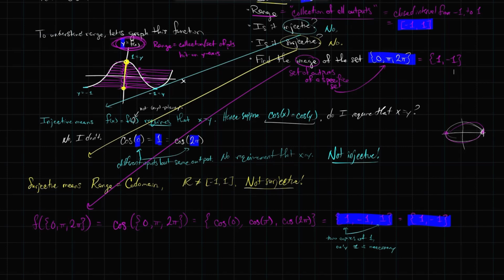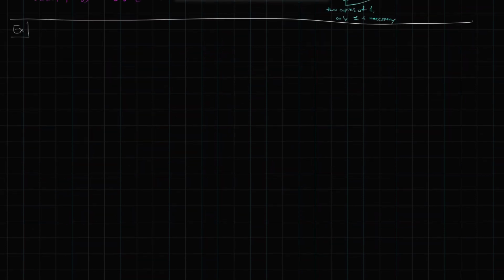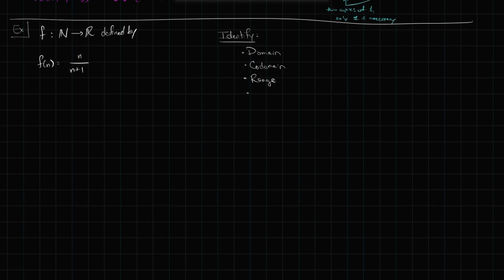That's a nice example with a function. Let's move on to another example with a function. Suppose now we have a new function, f from n into r, defined by f of n equals n divided by n plus 1. We're going to identify, just as before, the domain, the codomain, the range. We're going to ask ourselves whether or not it's injective, whether or not it's surjective. And I'll skip questions about images here. Images aren't quite as important.